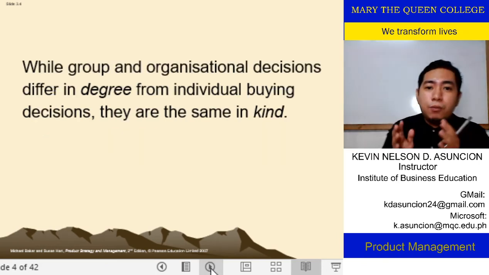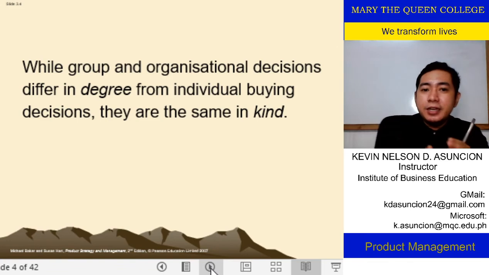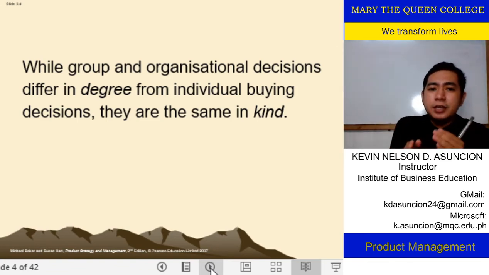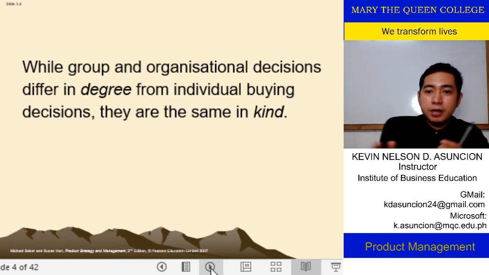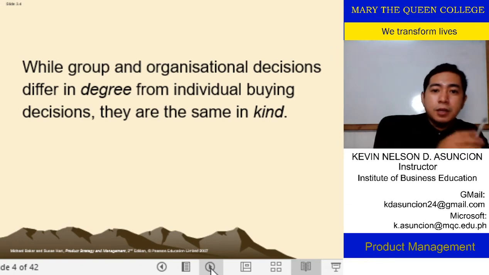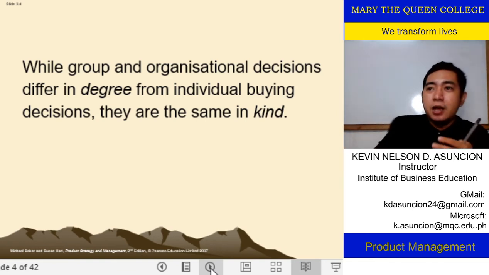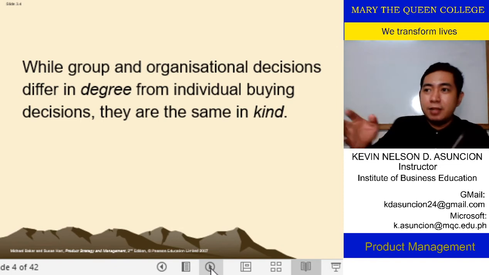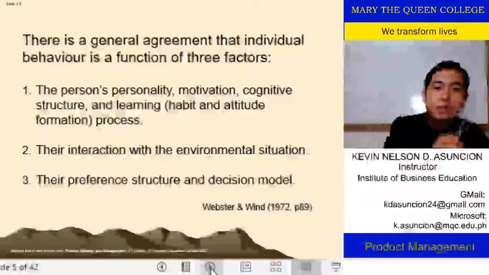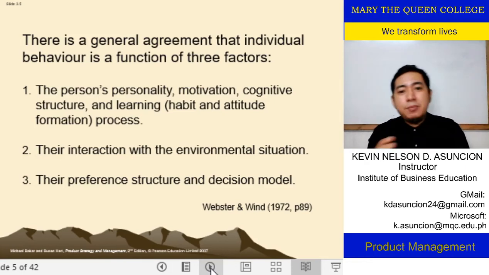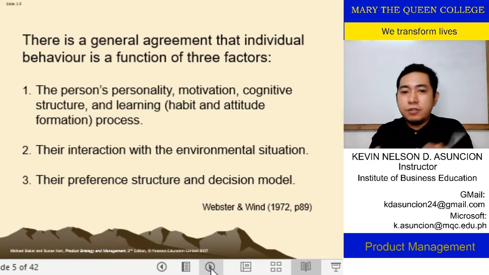Okay, so while group and organizational decisions differ in degree from individual buying decisions, they are the same in kind. So you are able to group them in accordance with what group they belong to, no? So kumbaga, there are stereotypes depending on the kind of people or the group of people they belong to. So later you'll be seeing a diagram that will discuss what kind of people are affected by this kind of decision.